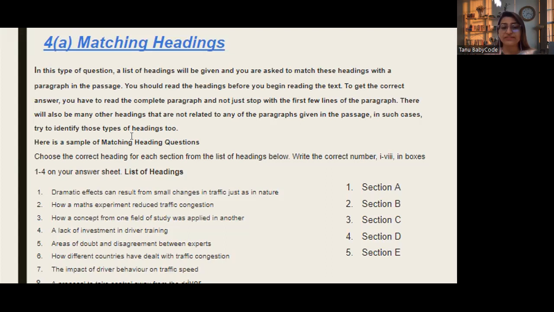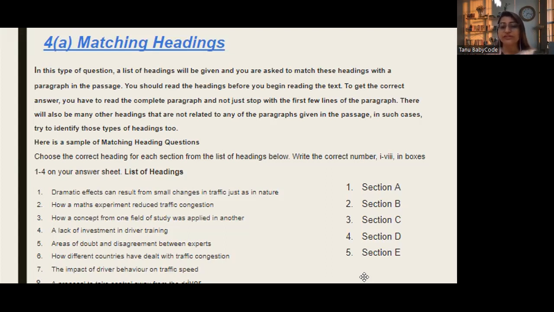You can see on my screen a sample question. Here, there is a list of headings. There are 7 to 8 headings and there are 5 paragraphs. There are chances that you will have more headings and fewer paragraphs, right? So no need to worry. Just read it very carefully, get the main idea of the paragraph, and then conclude the correct heading.